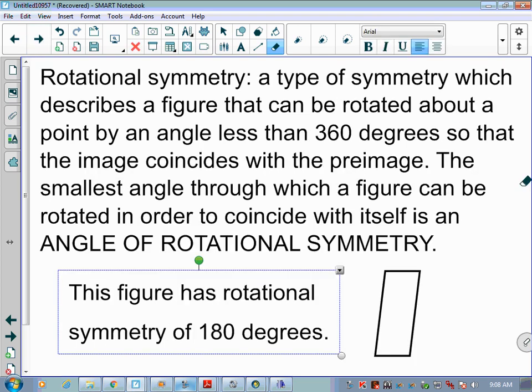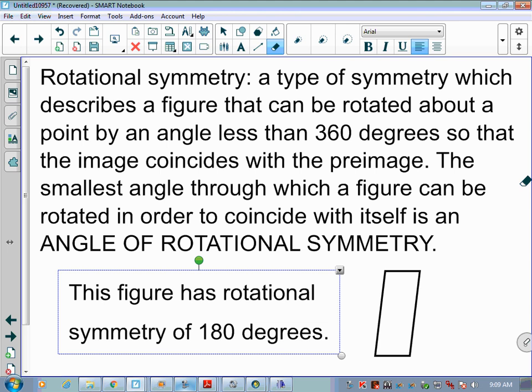Okay? Then we have what is referred to as rotational symmetry. Rotational symmetry is a type of symmetry which describes a figure that can be rotated about a point by an angle less than 360 degrees so that the image coincides with the pre-image. Basically, we're talking about picking a point, spinning it on that point, and it mapping back onto itself in less than 360 degrees. The reason we say less than 360 degrees is because anything will map back onto itself if I spin it all the way around. Does that make sense? All right.